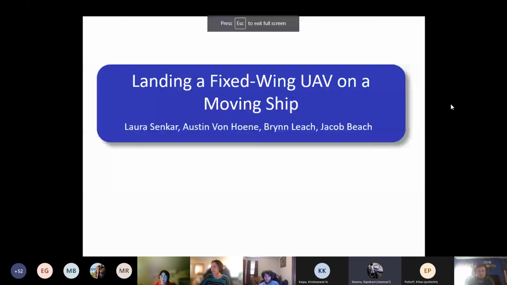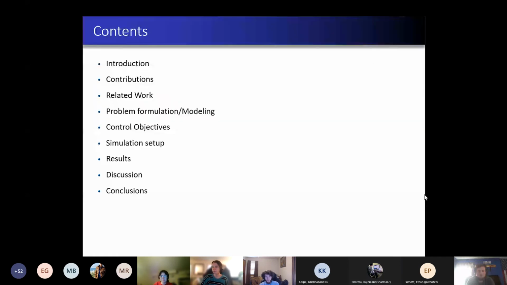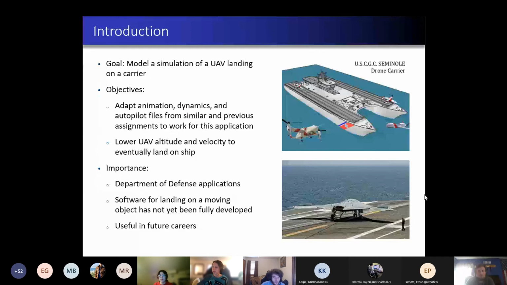Yes. Okay. We're Team 11, and we were tasked with landing a fixed-wing UAV on a moving ship. The goal of this project was to model a simulation of a UAV landing on a carrier, just a moving ship. Our objectives were to adapt our animation, dynamics, and autopilot files from similar previous assignments to work for this application. And we needed to lower the UAV altitude and velocity to eventually land on the ship. This has relevance to the DoD currently.